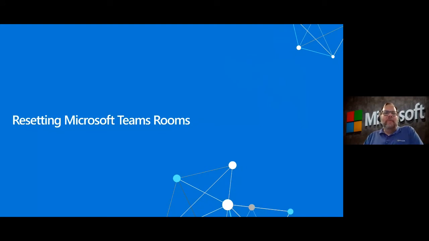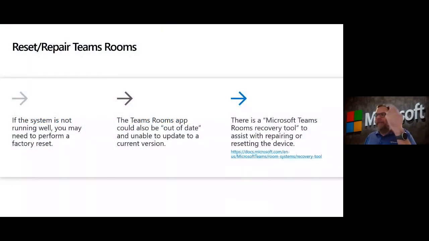Resetting Microsoft Teams Rooms. Let's say something's just happened, right? It happens. Hard drives fail, network cables go, whatever. Somebody installed Windows 1908 or 1909 on one of these workstations, and you can't. We've lost, for whatever reason, firewalls, proxies, whatever. The Teams Rooms app falls out of date. Can't get to the Windows Store. Can't update itself for whatever reason.